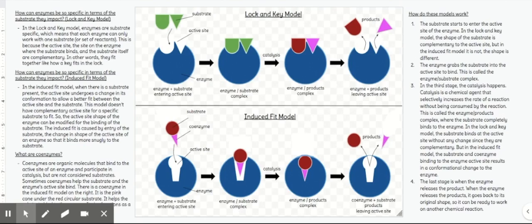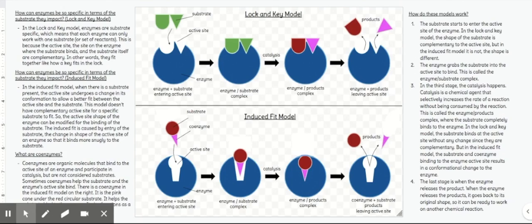So how can enzymes be so specific in terms of the substrate they impact? In the lock and key model, enzymes are substrate specific, which means that the enzyme can only work with one substrate or a set of reactants. This is because the active site, the site on the enzyme where the substrate binds, and the substrate itself are complementary in shape. In other words, they fit together like how a key fits in the lock.